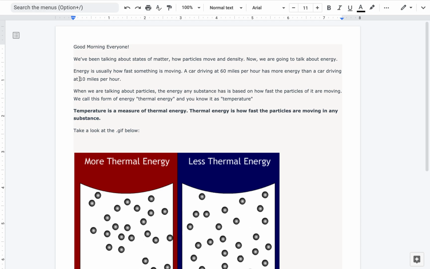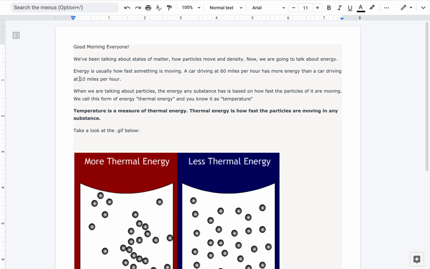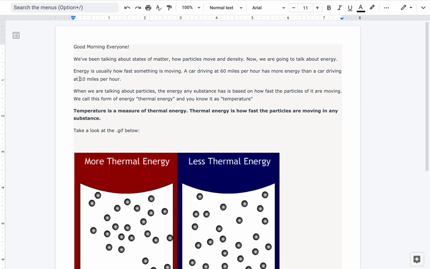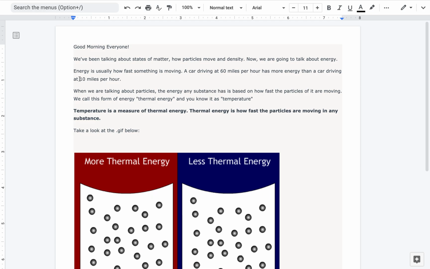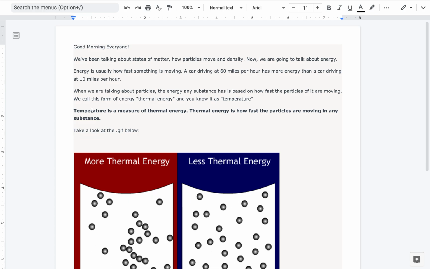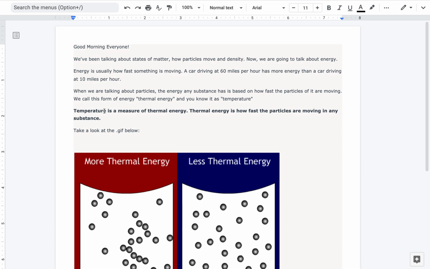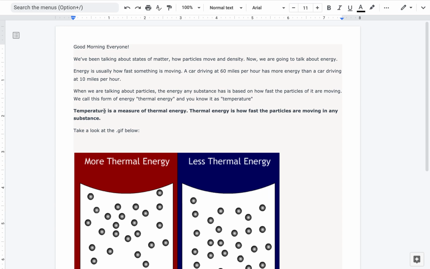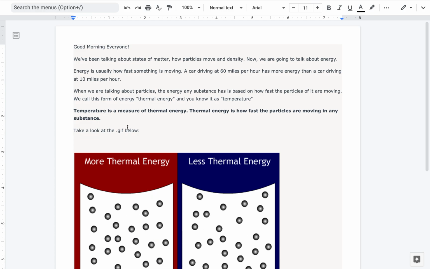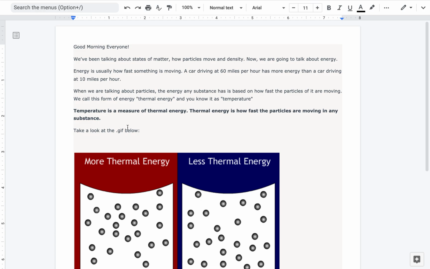You'll probably understand temperature. You take your body temperature, and as you cook things, you are adding thermal energy to them and increasing the temperature. If you need to bake something, you usually set the oven at 350. That's the temperature. Temperature is a measure of thermal energy. Thermal energy is how fast the particles are moving in any substance. So temperature is how fast the particles are moving.